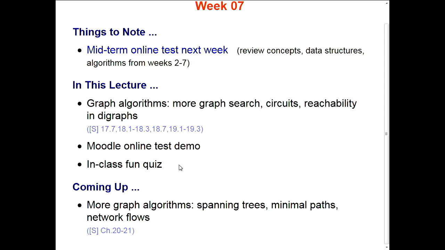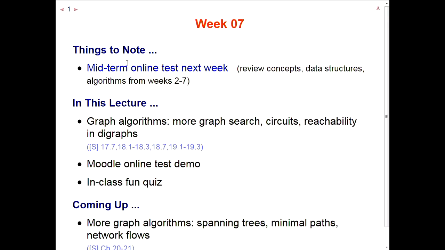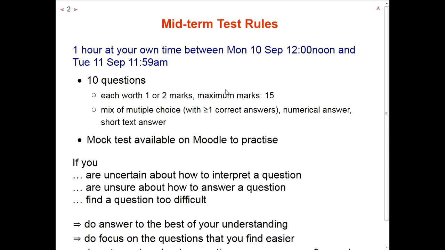Also, at the very end, I will have an in-class fun quiz where you can win fame and prizes. And the purpose there is also to just show you a few questions, in this case multiple choice questions, in preparation of the midterm exam, or midterm test, I should say. Coming up, more graph algorithms. We will complete the introduction to graph algorithms next week with looking at spanning trees, minimal paths, and so-called network flows. Now, a few words right now about the midterm test.